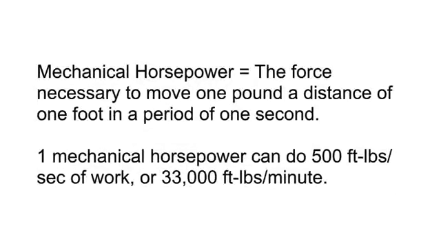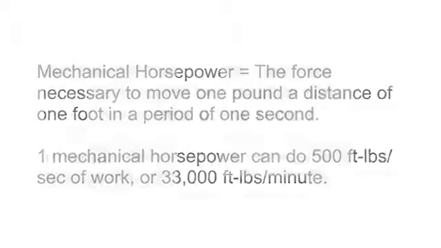For mechanical horsepower, we're talking about how much force it will take to move 1 pound, 1 foot over a period of 1 second. It is often agreed that 1 mechanical horsepower can do 500 foot-pounds per second of work, or 33,000 foot-pounds per minute. With that knowledge in mind, let's go ahead and try a couple of practice problems.